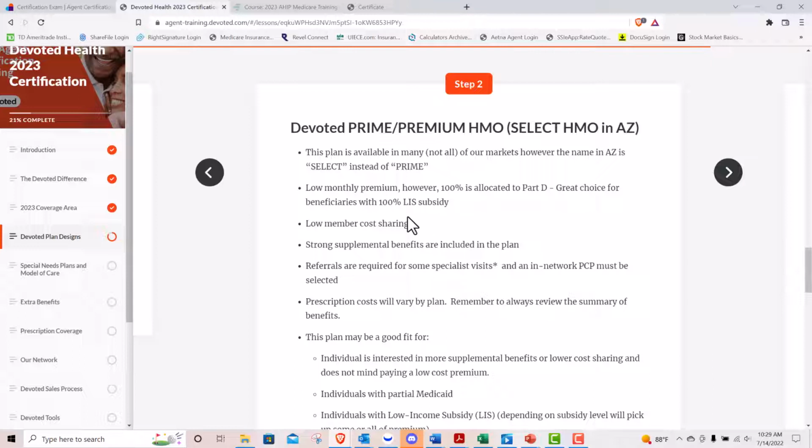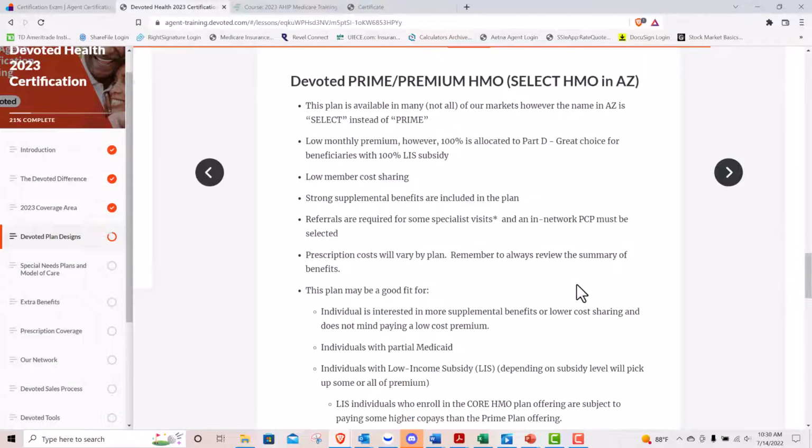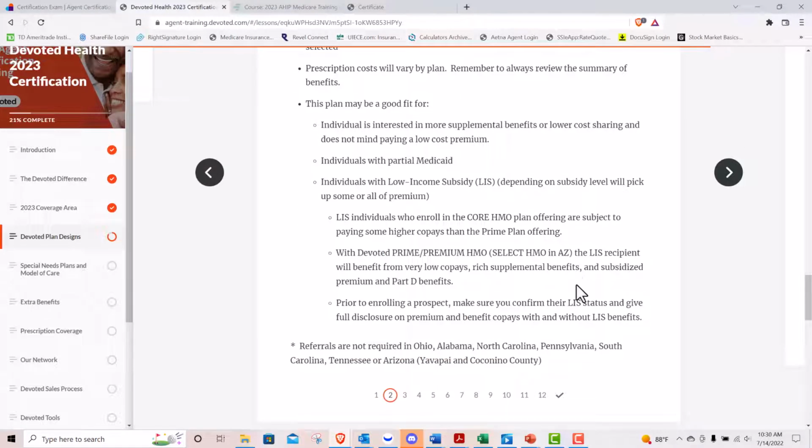Alright, so that means that the premium part of the HMO is 100% allocated toward the Part D premium. So if they have a premium and if they have LIS subsidy and they sign up for this plan, their plan premium should be $0. Okay.